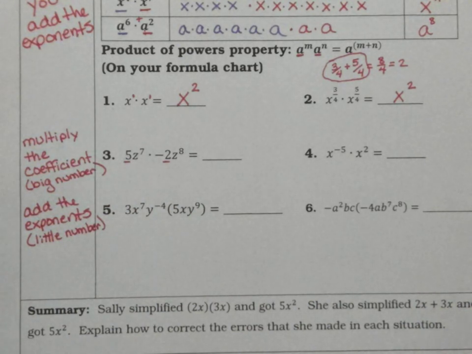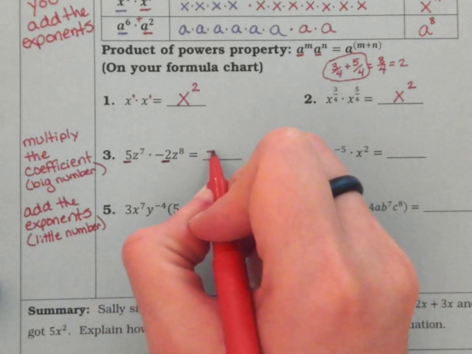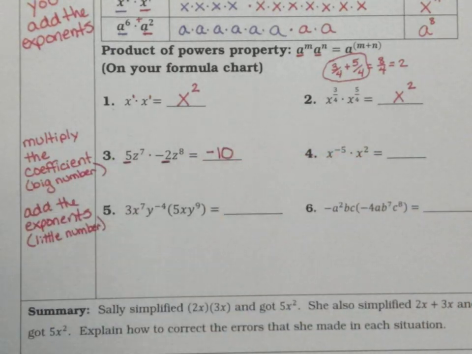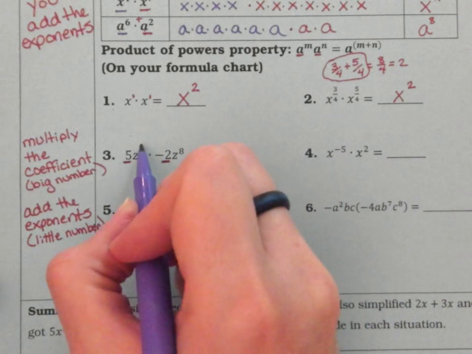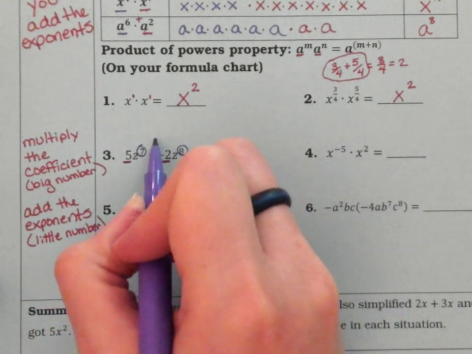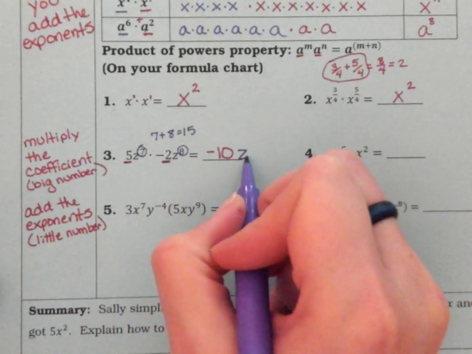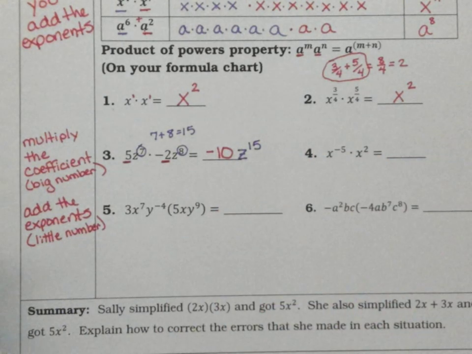So now I'm going to take my coefficients, 5 times -2, that gives me -10. And then I'm going to take my exponents, 7 and 8, because they're both on the z. 7 plus 8 give me 15, so z to the 15th power.